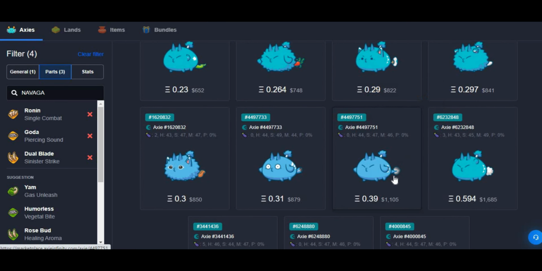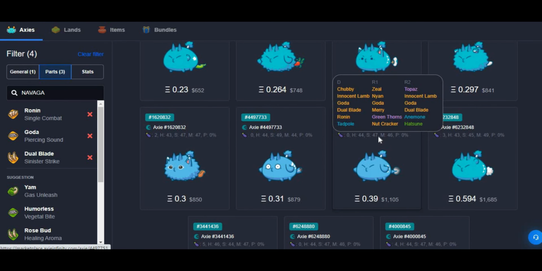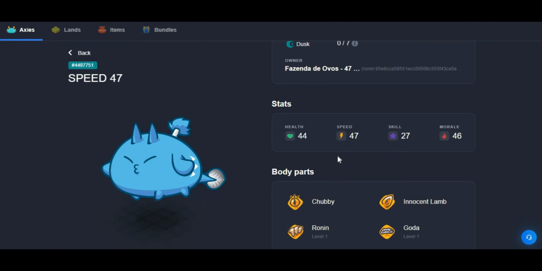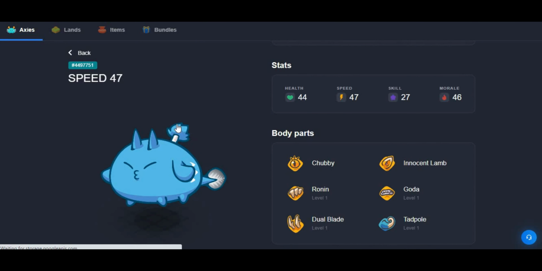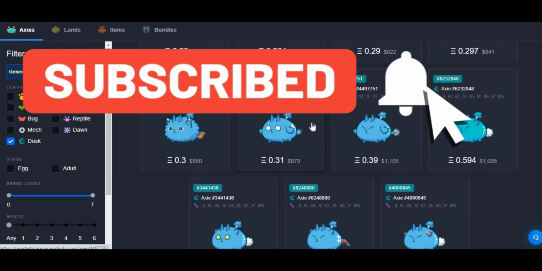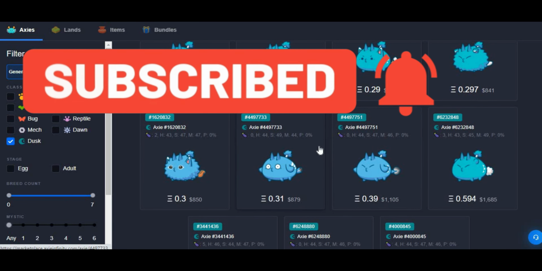So because of its speed, because of the aqua, it has the same stats as this, very close. So by checking that, we're at least a $1,000 to $800 axie. So we did very well with that breed.